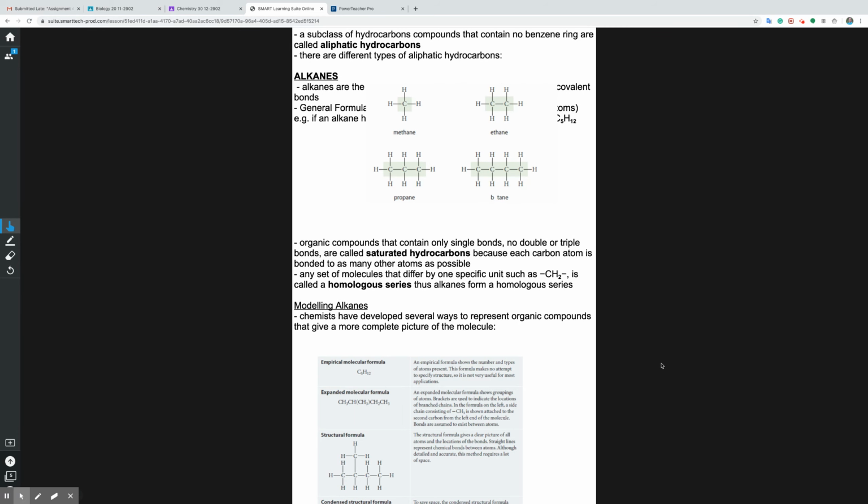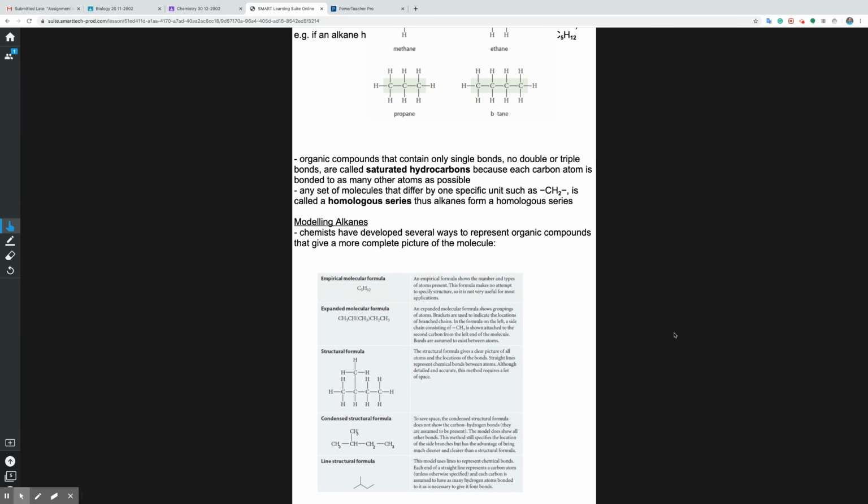So modeling alkanes, or really any organic compounds, we have different ways that we can represent organic molecules. The first way is the empirical formula. The empirical formula basically tells us the type and numbers of atoms present, so C5H12. It makes no attempt to identify the structure, like whether it is all in a row or has branches coming off. So it's not very useful for most applications other than telling us how many carbons and hydrogens are in it.